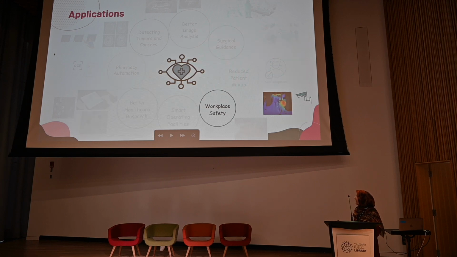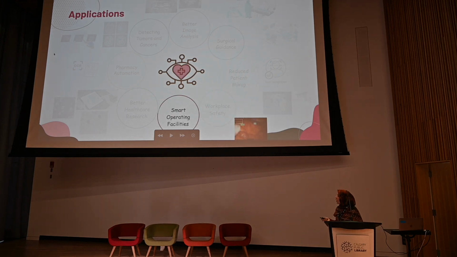Next is workplace safety. Computer vision can help identify potential incidents and alert relevant authorities when needed. Also, the computer vision surveillance system can track if staff use appropriate equipment and procedures.